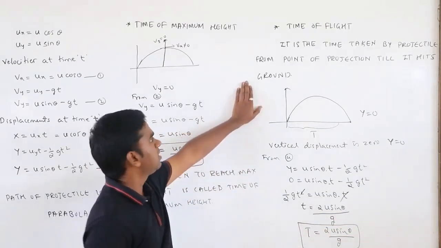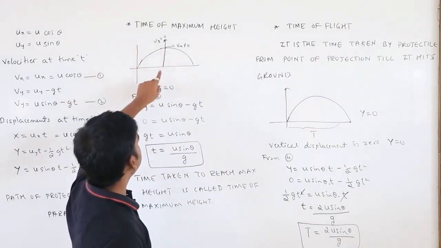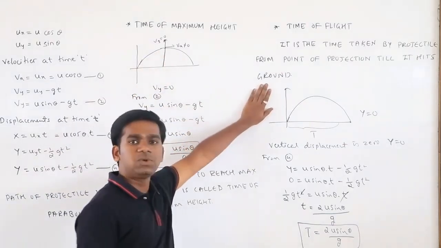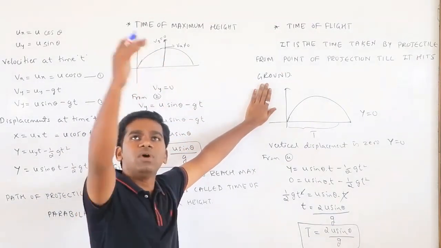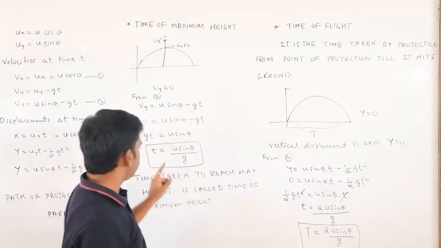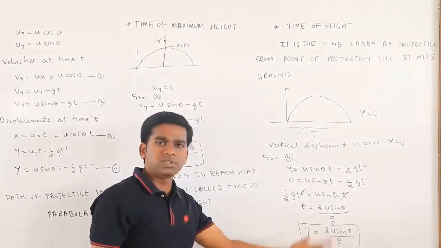Remember, most of the time they will ask time of flight, not this one. So this is the time taken to go up. And this time is what? It is the total time taken for the projectile to go up and again come down. If you look at the equations of these two, this is u sin theta by g, and this is 2u sin theta by g.